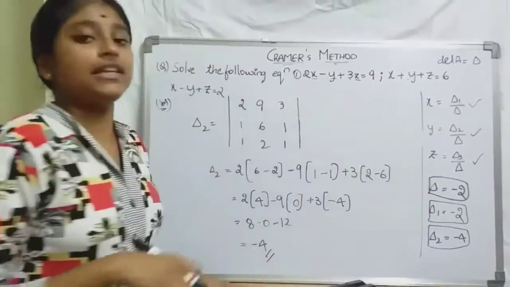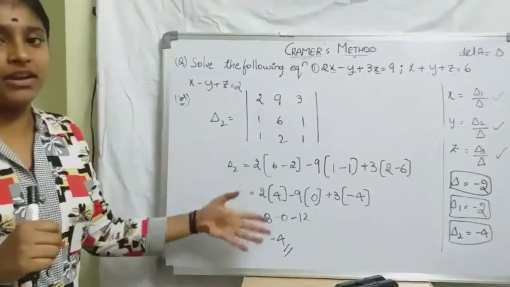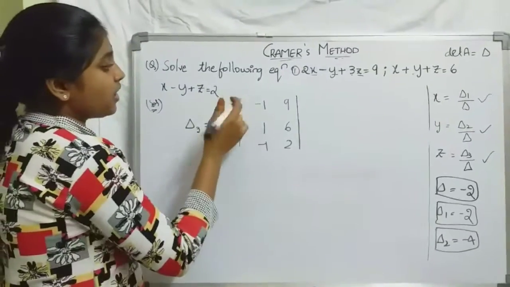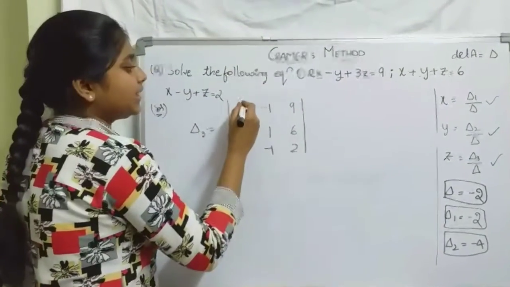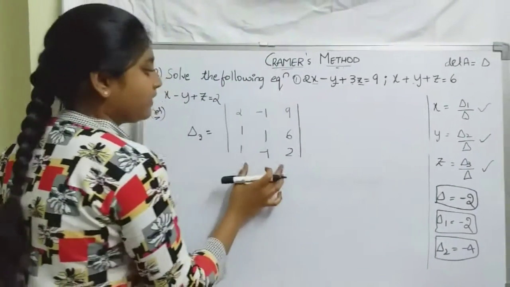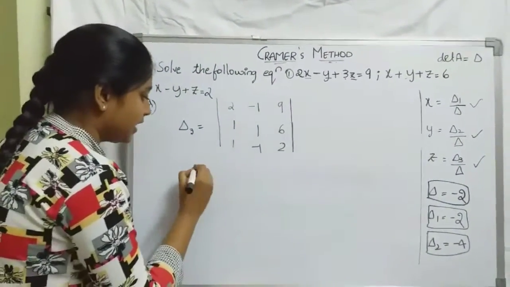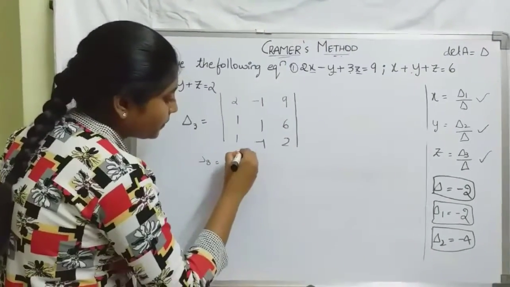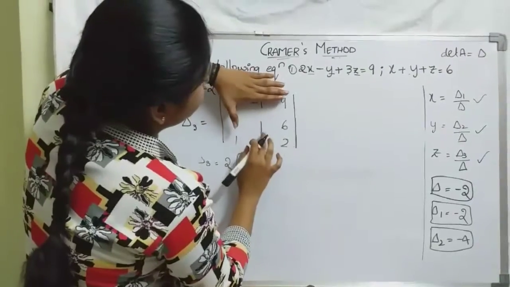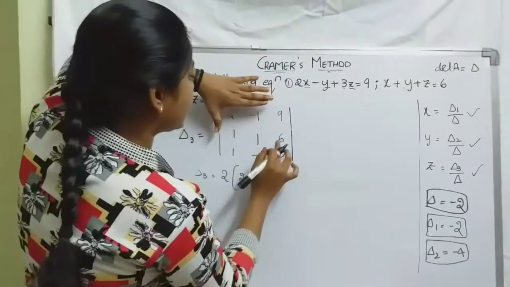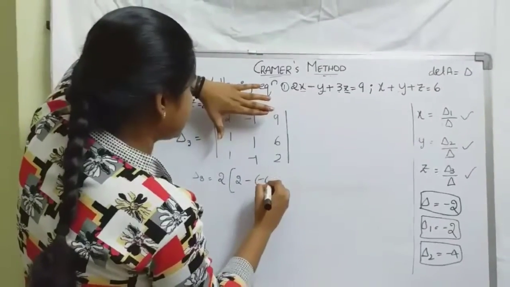Now we will write the delta 3 matrix and we will determine that. Now delta 3. So I have replaced the last column with the constants of the equation. Now we will find the determinant of delta 3. Delta 3 is equal to 2 into 1, that is 2, minus 1 into 6, that is minus 6.